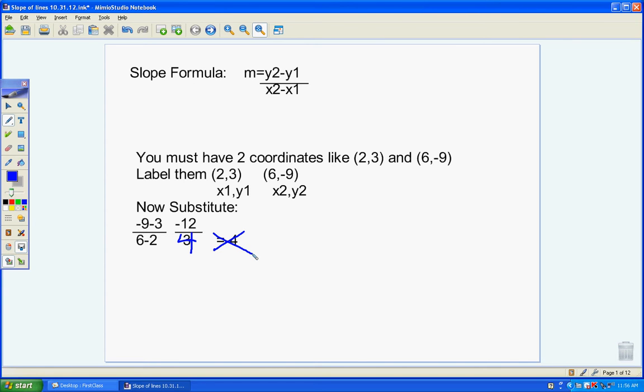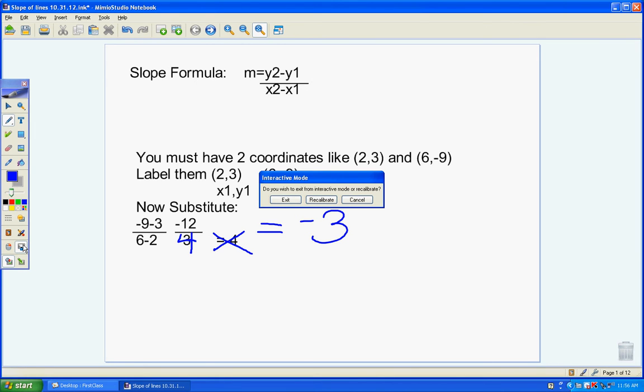So, negative 12 over 4, which would reduce to negative 3. So, just simply making our substitutions here.